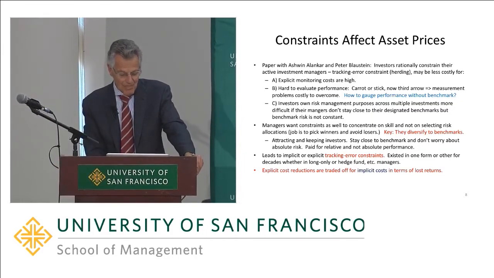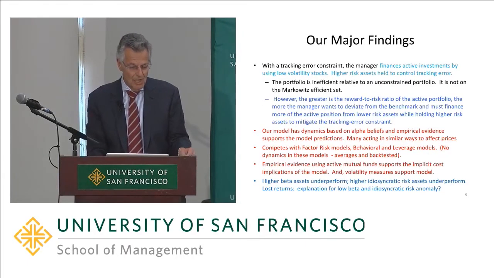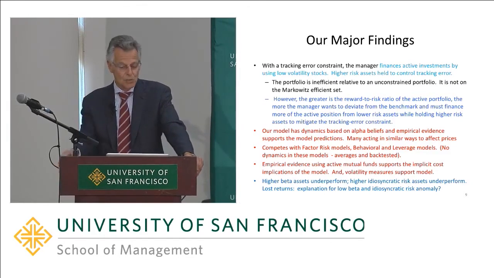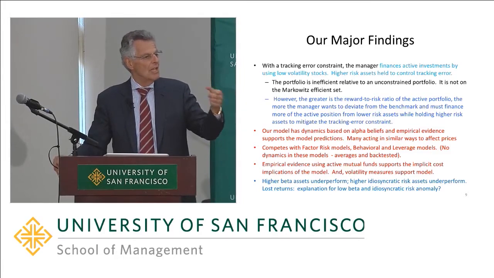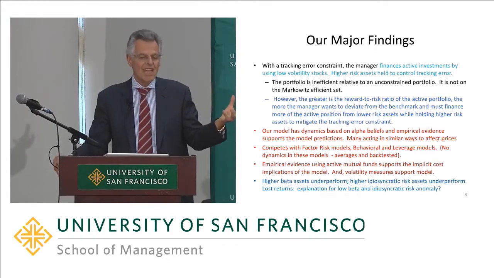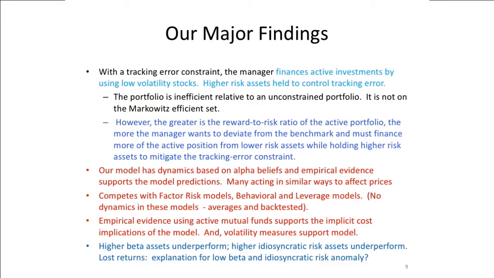So I think that we trade off the explicit cost of evaluation, the explicit cost of generating trust, with that of thinking in terms of lost returns. What we find is that with a tracking error constraint, the manager finances their active investments by using lower volatility stocks. What I mean by that is, if a manager tends to love high-risk stocks, medium-risk stocks, and low-risk stocks, how do they finance it? They would tend to finance it with those stocks that have the least tracking error constraint, those that have lower volatility. It's not going to have much effect on the benchmark. And two, stocks that are very highly correlated with the benchmark. So they're the ones they liquidate.